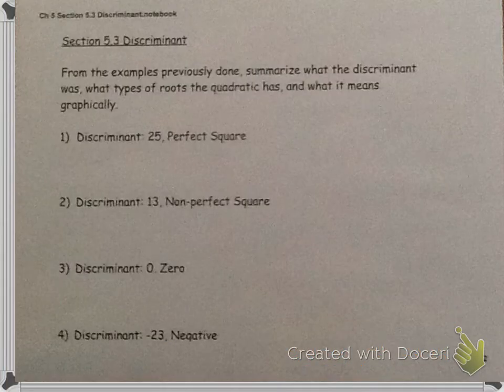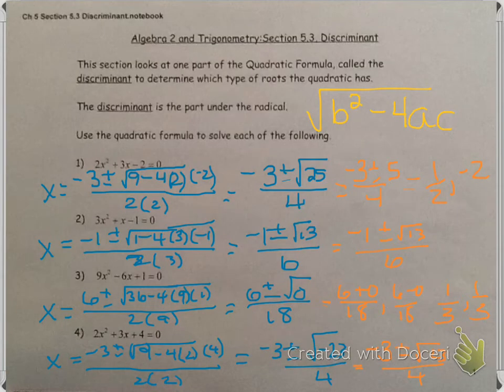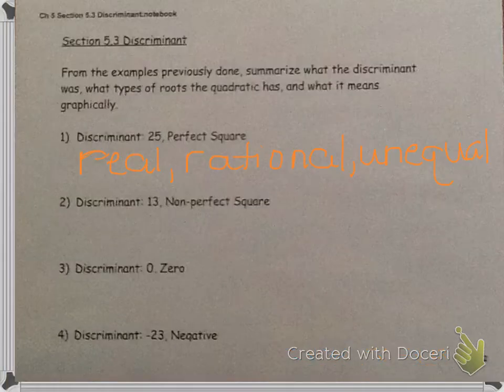So if you get a perfect square, you get real, rational, and unequal roots. For the second one, we got the square root of 13. The square root of 13 is irrational, and therefore our roots, our solutions, are irrational. So we get real but irrational roots. And anytime you have irrational roots, they will always be not equal.